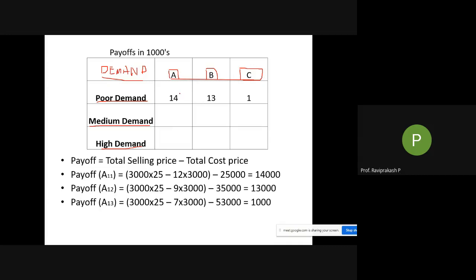So as I said, here I need to put the payoff. Here 14, 13 and 1 is written. So these are the payoffs. Okay, how did we calculate these 14, 13 and 1? These are the payoffs in the sense of whatever profit I am getting.